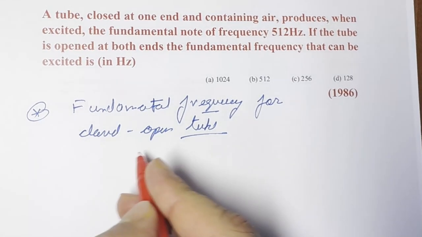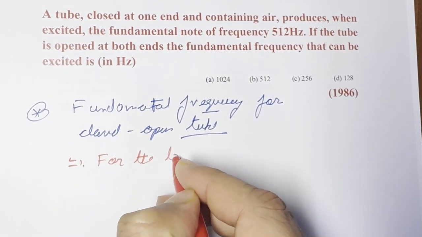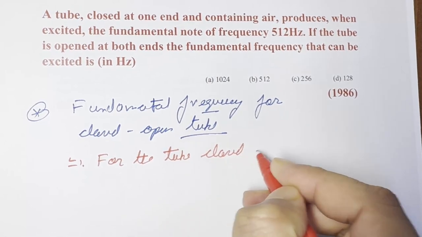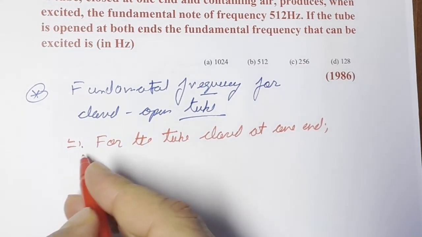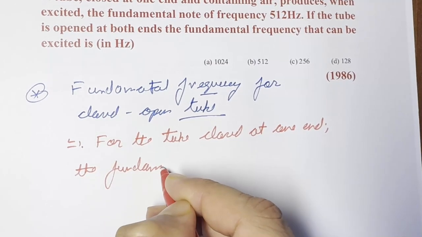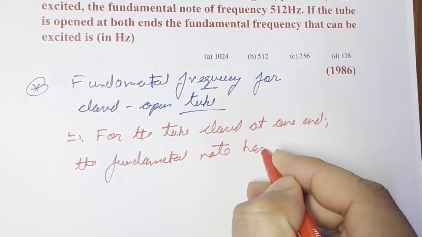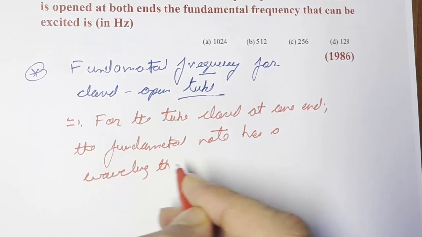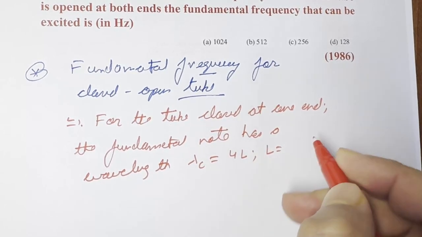Okay. From this condition, we can say for the tube closed at one end, the fundamental note has a wavelength, let us call that lambda c, and lambda c will be equal to 4 times L, where L is the length of the tube.